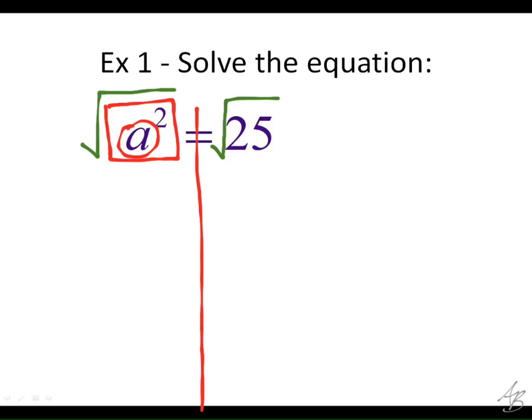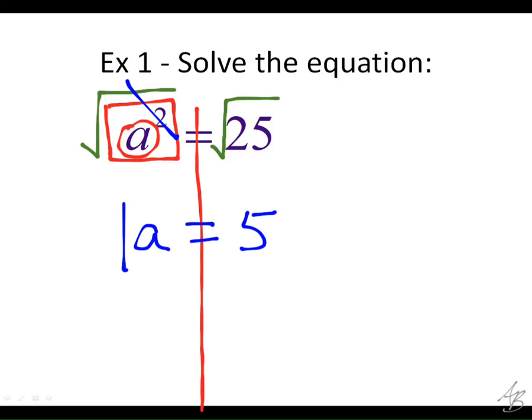All right, so on the left side, what's going to happen with this square and this square root? They're going to cancel each other out. And what's left? The a. And on the right side, the square root of 25 is 5.